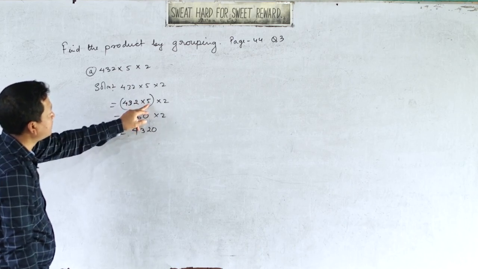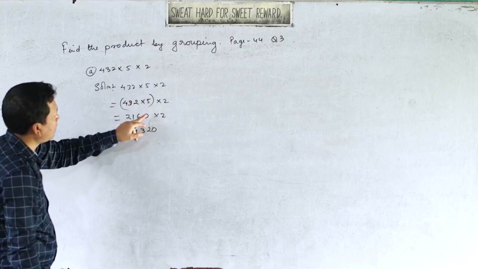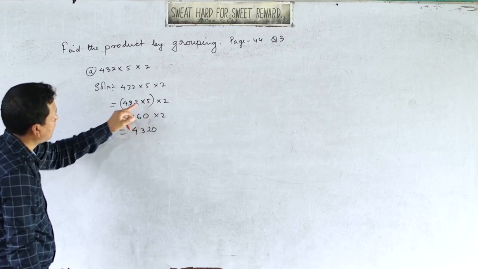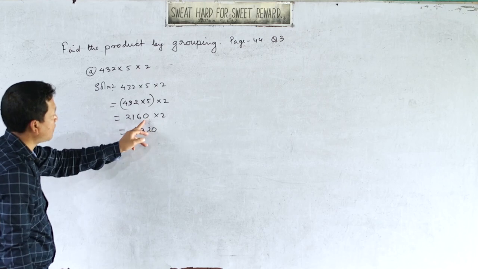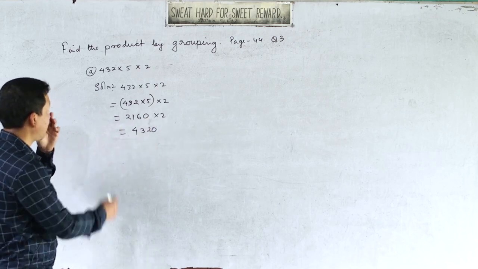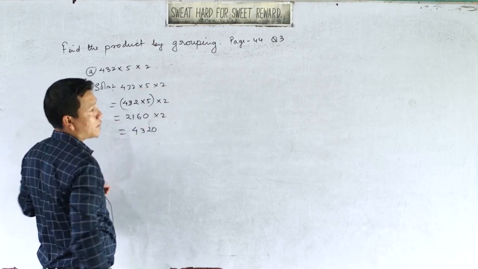4,320. 2, 5, 5, 2, 10, 1 in hand, 15, 1 in hand, plus 16, 1 carry, 20, 21. 2, 0, 0, 12, 1 carry, 2, 1 is 2, 3, 2, 2 is 4. The remaining question is you yourself, okay?